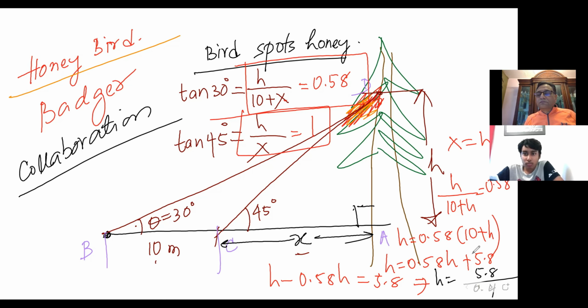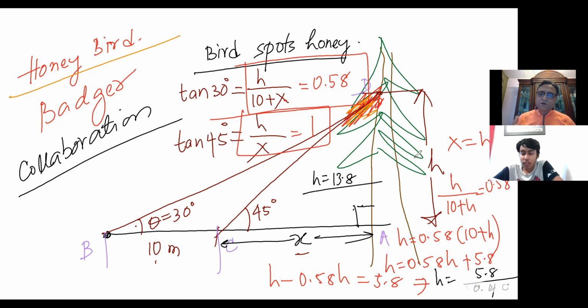So from here you get h as 13.8, as you're saying, right? Yes, sir. So that is the estimated height at which the honey is located.